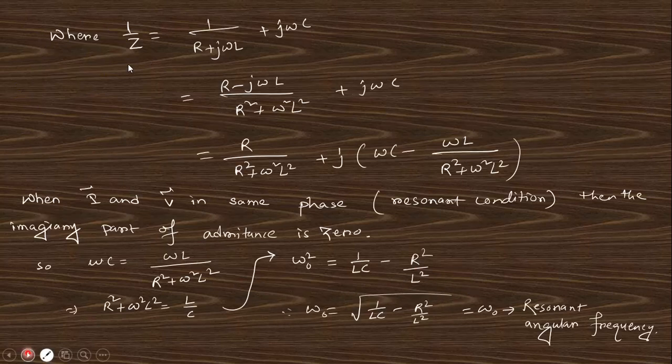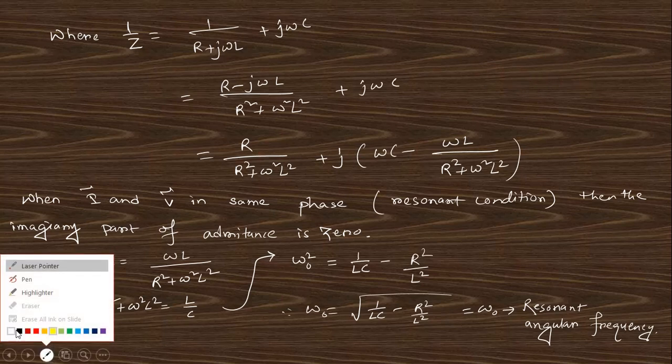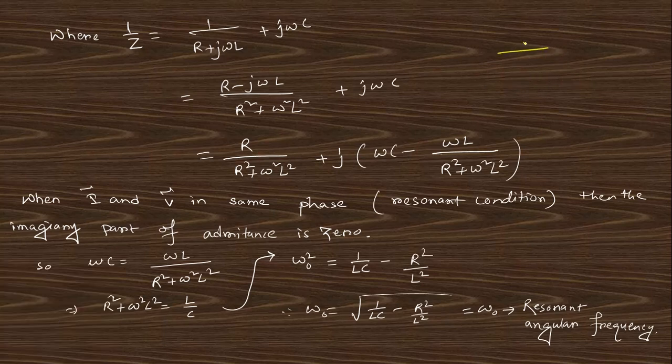So total impedance will be 1 by Z equals to like that. In case of the resonance, this j component will be 0. That means there is no imaginary part, because the I and V are in the same phase. That means there will be no phase difference. This I and V is the same in case of the resonance condition.